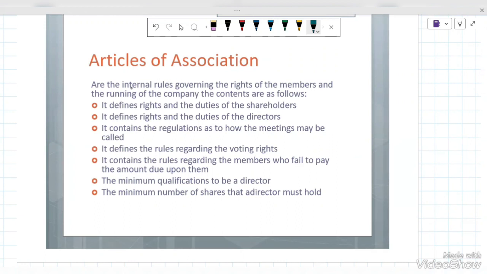So Articles of Association, what is the meaning of it? They are the internal rules governing the rights of the members and the running of the company. The contents are as follows.